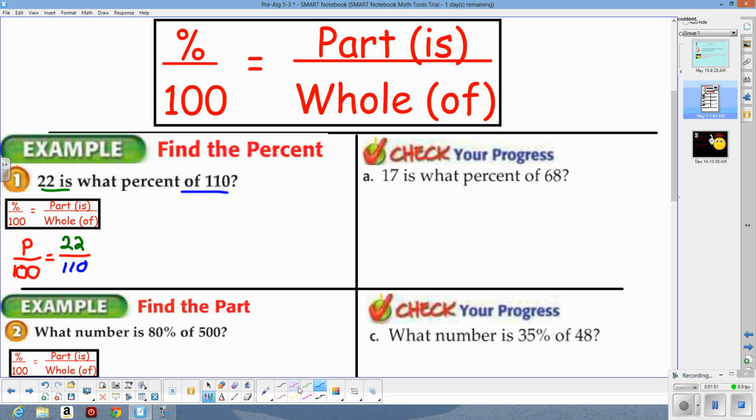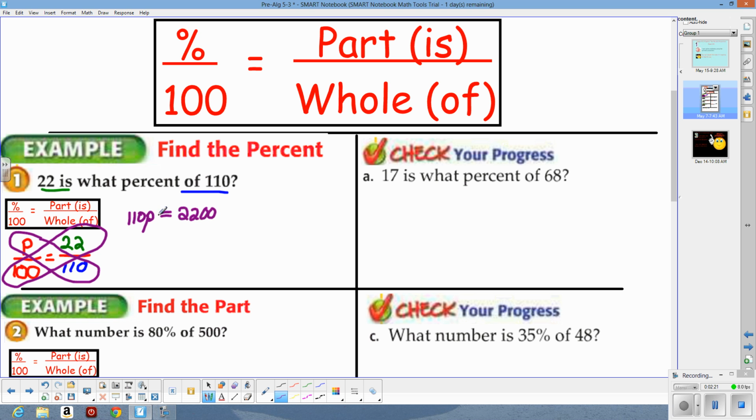Now we're going to do just like we did in chapter 4. We're going to solve that proportion by using the cross products and making them equal to each other. P times 110 is 110p. That equals 22 times 100. When you multiply by 100, you're just moving the decimal 2 places to the right, so that's 2,200.